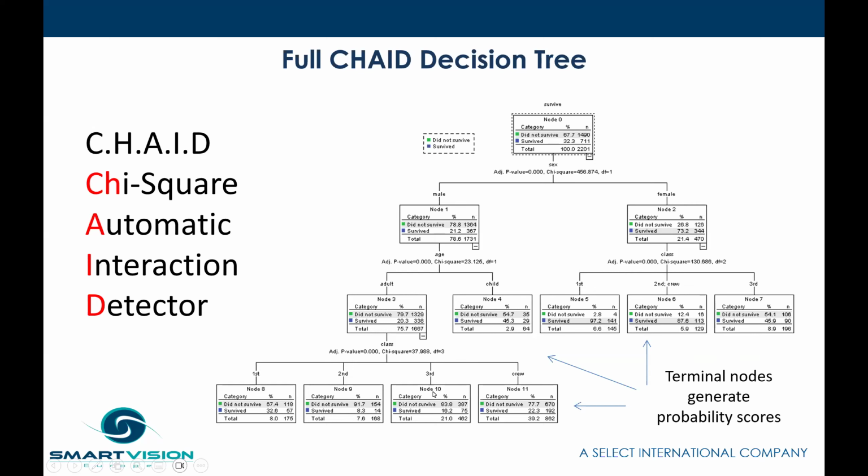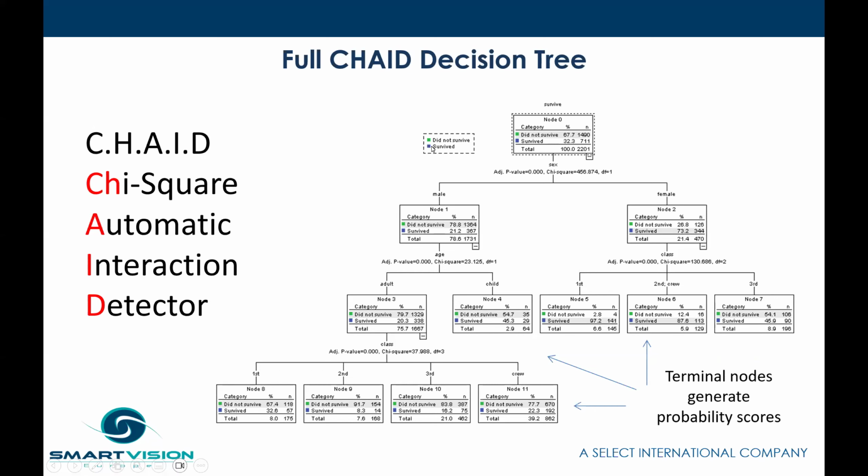Now, decision trees have different algorithms. They have different methods. One of the most famous is the CHAID decision tree. And as you can see down here, CHAID is an acronym, developed in the 1980s by a guy called Gordon Kass. It stands for chi-square automatic interaction detector, because it's looking at interactions between the fields.